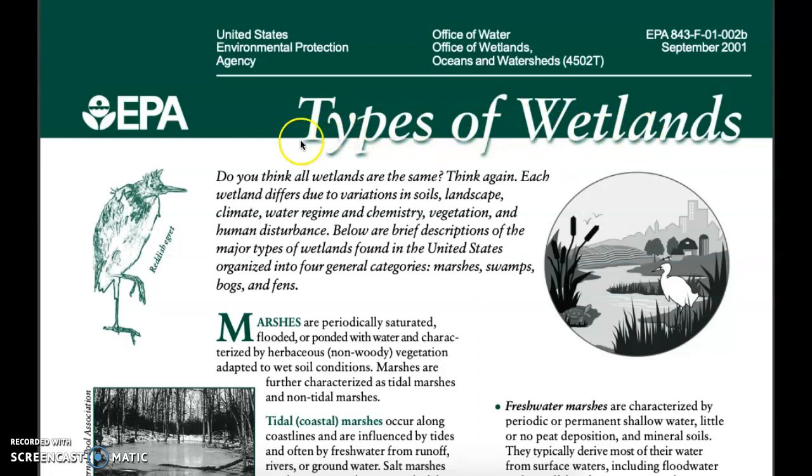Types of wetlands. Do you think all wetlands are the same? Think again. Each wetland differs due to variations in soils, landscape, climate, water regime and chemistry, vegetation, and human disturbance. Below are brief descriptions of the major types of wetlands found in the United States, organized into 4 general categories: marshes, swamps, bogs, and fens.